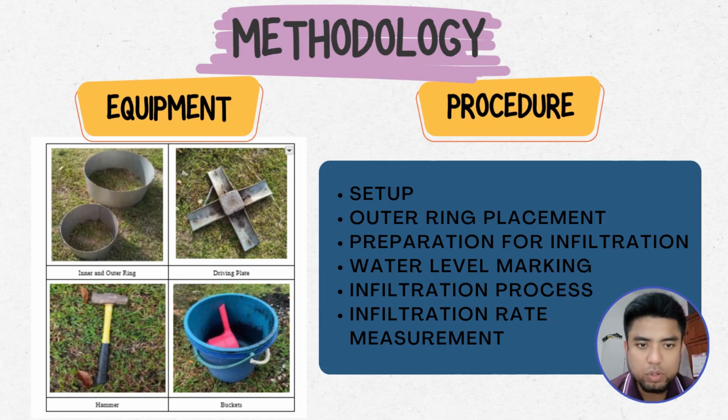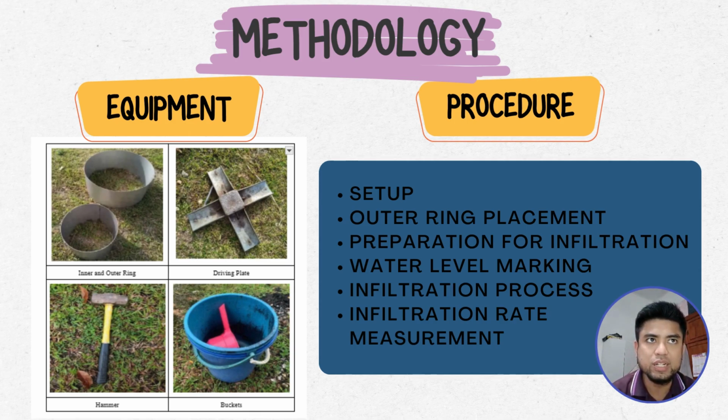Part of the methodology: infiltration rates. They involve two things, which are equipment and procedure. The equipment is the inner and outer ring, driving plates, hammer, and buckets. The procedure: set up the inner ring, cutting side down, placed on the ground, with the drive plate positioned on the inner ring, ensuring it fits between the pins.